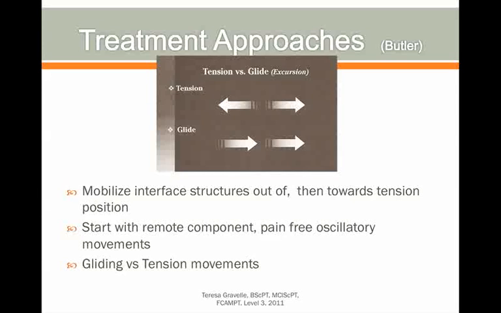David Butler describes his approach towards treating mechanical interfaces. You start by mobilizing the interface out of tension, and then gradually you add in some tension in the neurodynamic position. For example, if you're mobilizing the cervical spine, initially you would do the mobilization with the arms down by the side, but later on you can put the person in the neurodynamic position.